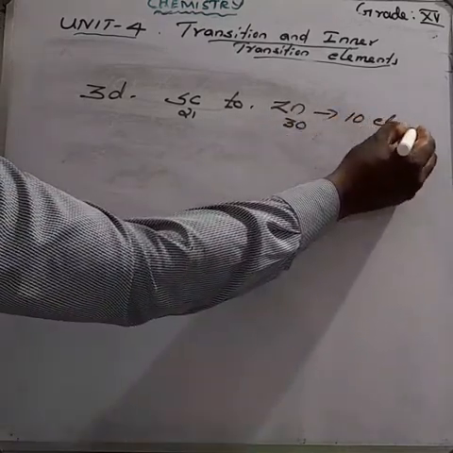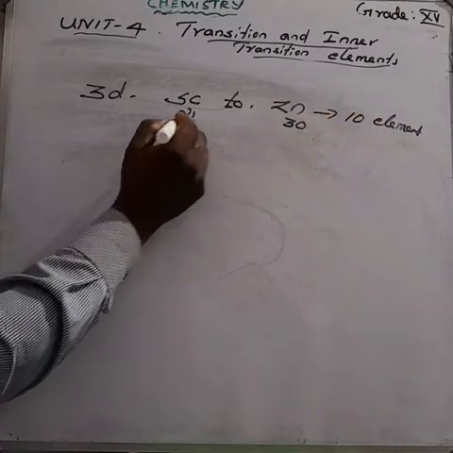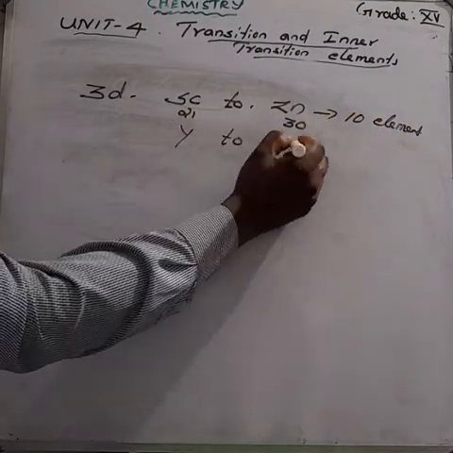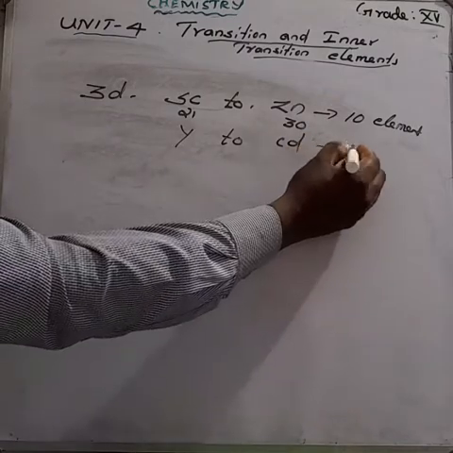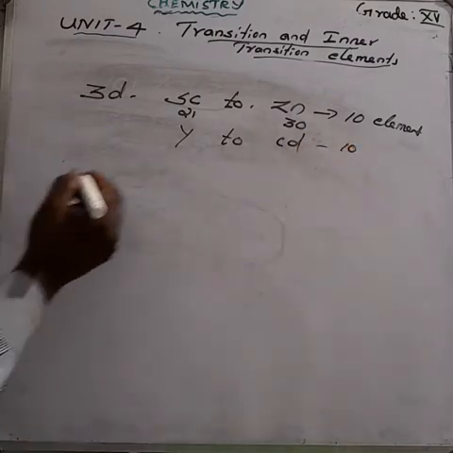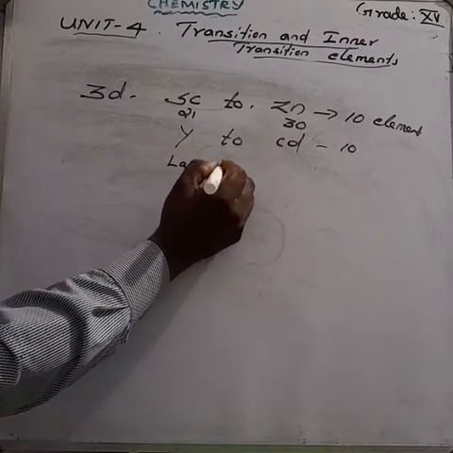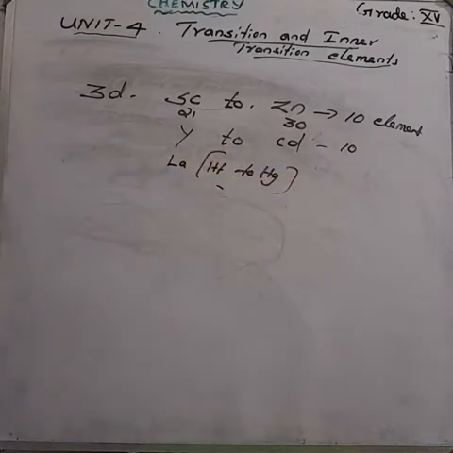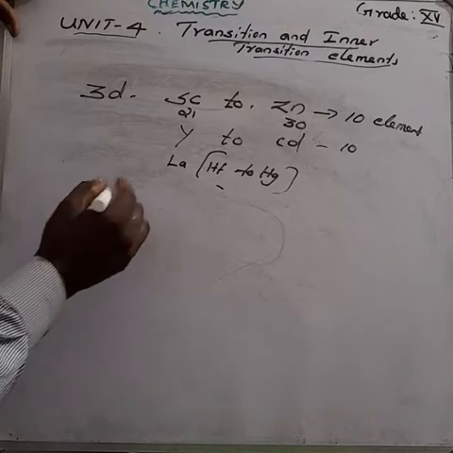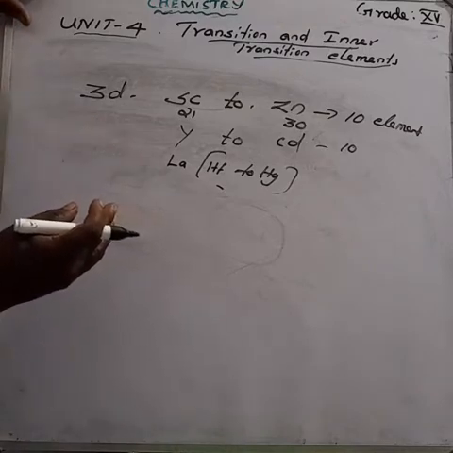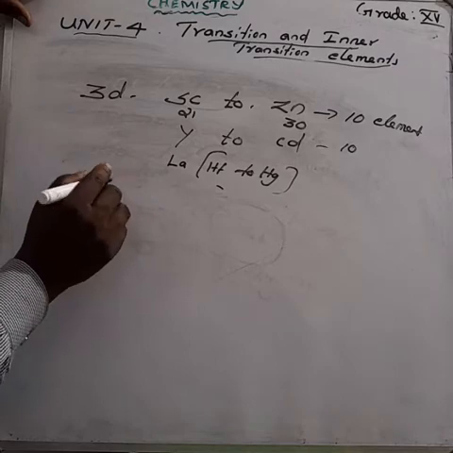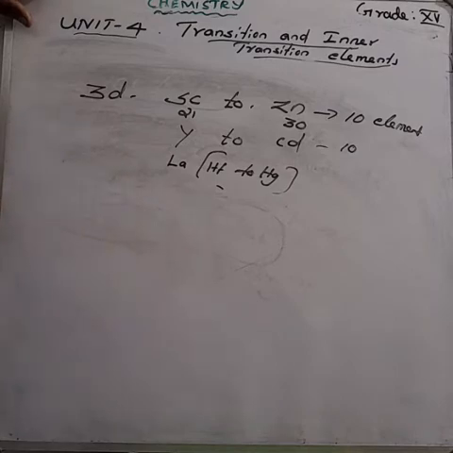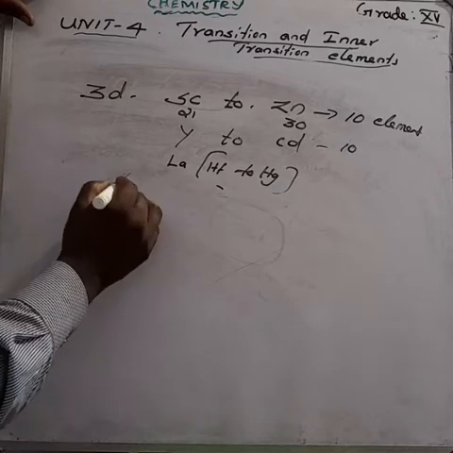The 4d series, fifth period, is yttrium to cadmium, which also has 10 elements. And the 5d series, sixth period, is lanthanum, hafnium to mercury. Group number 12 elements, that is zinc, cadmium and mercury, do not have a partially filled d orbital, either in the elemental state or in the normal oxidation state, but they are treated as transition elements.